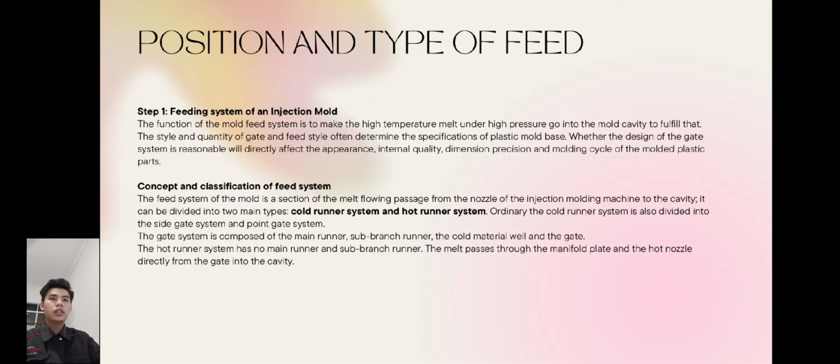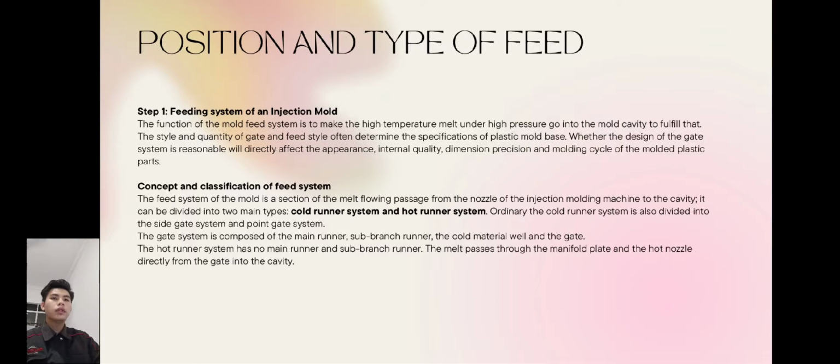First is the feeding system of the injection mold. The function of the mold feed system is to make the high temperature melt go under high pressure into the mold cavity. The style and quantity of gate and feed style often determine the specification of the plastic mold base. Whether the design of the gate system is reasonable will directly affect the appearance, quality, dimensional precision, and molding cycle of the molded plastic part. And then the concept and classification of the feed system.